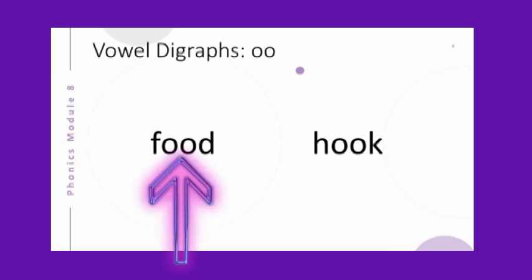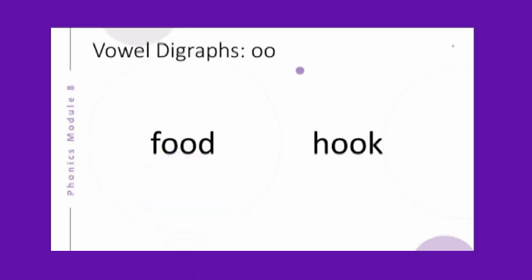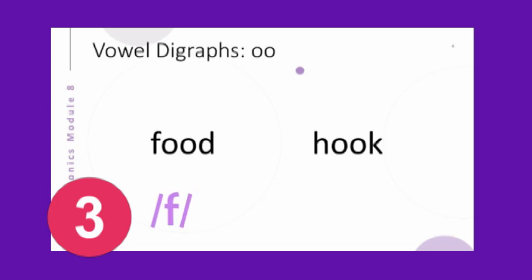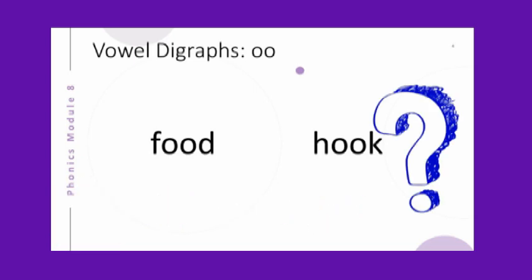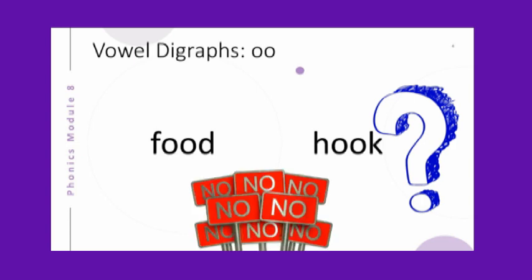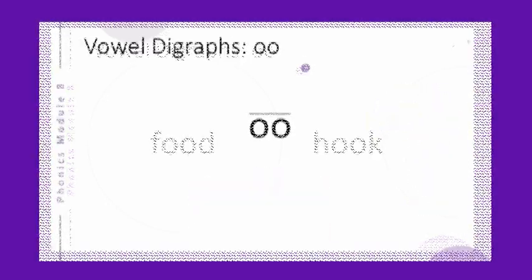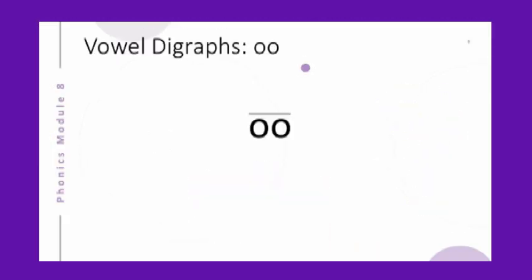Say this word aloud. Separate the phonemes as you pronounce food again. There are three phonemes, f, u, d. Does the double O represent the same phoneme as O? No! The key symbol we use to identify the vowel sound heard in food is double O. This is a two-letter vowel grapheme representing a single phoneme. We call it a vowel digraph.